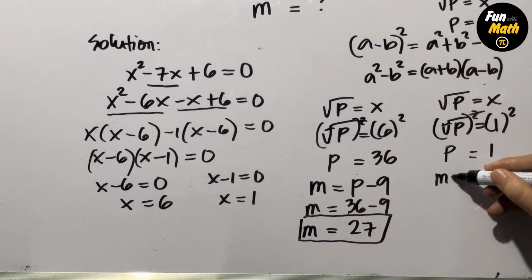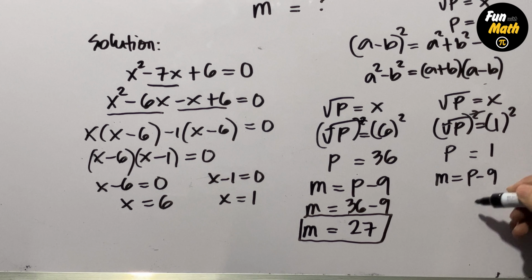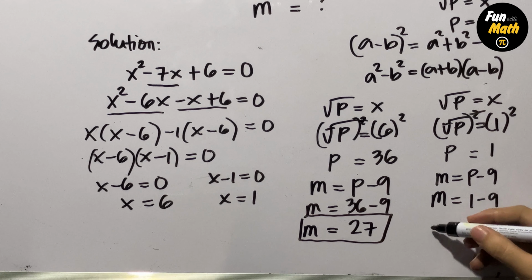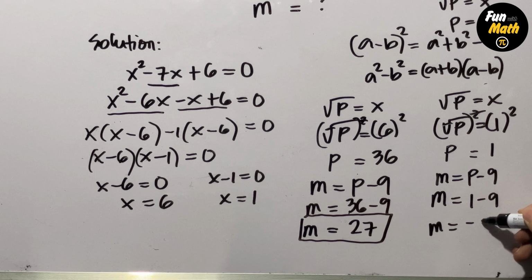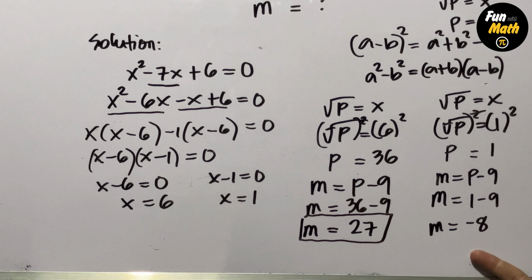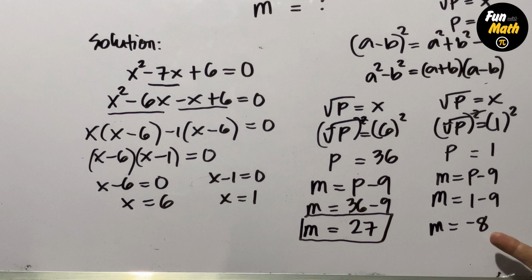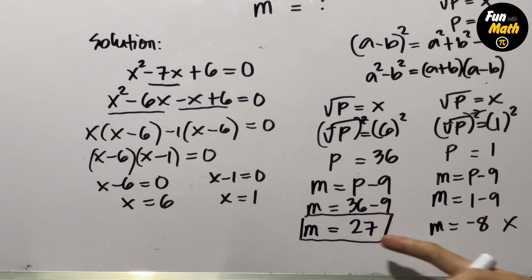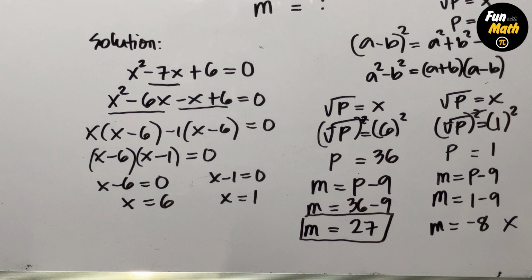Another, m is equal to p minus 9. m is equal to 1 minus 9. And that is m is equal to negative 8. Now, since the value of m is negative 8, we cannot consider this as our true value of m. The only value of m that we consider is 27. But before we end, let's check if this value of m, which is equal to 27, is correct.